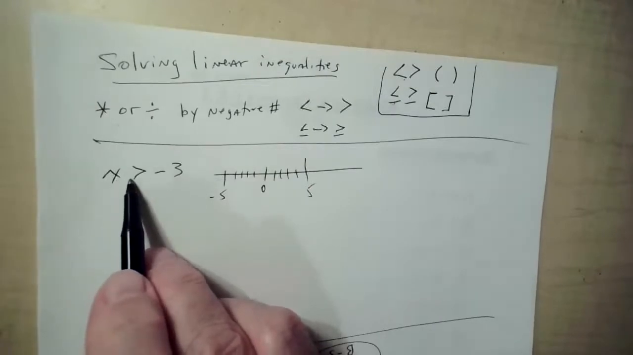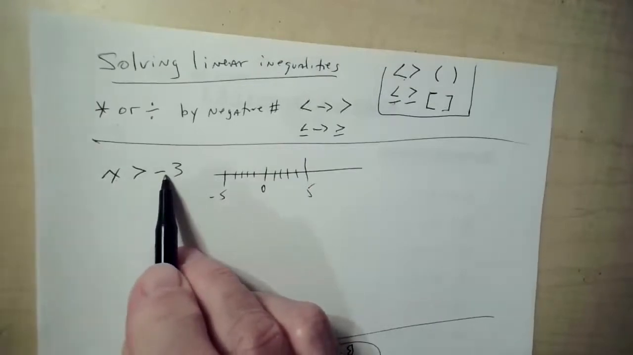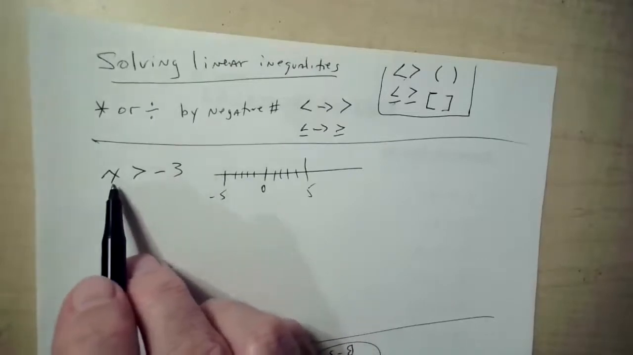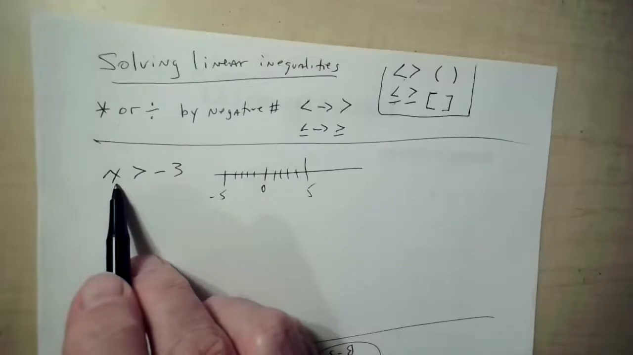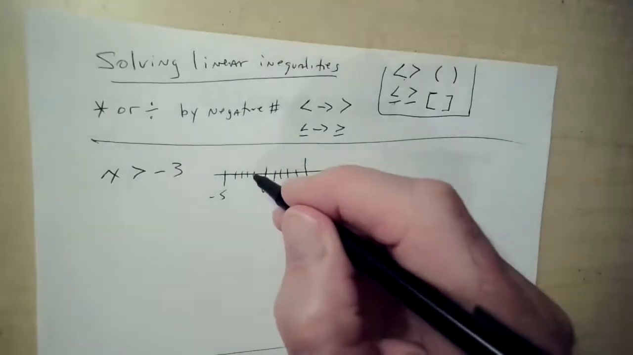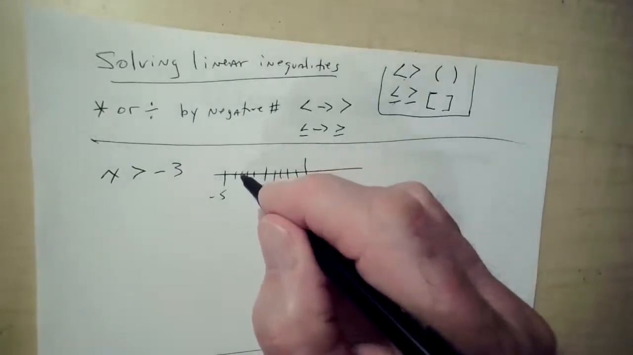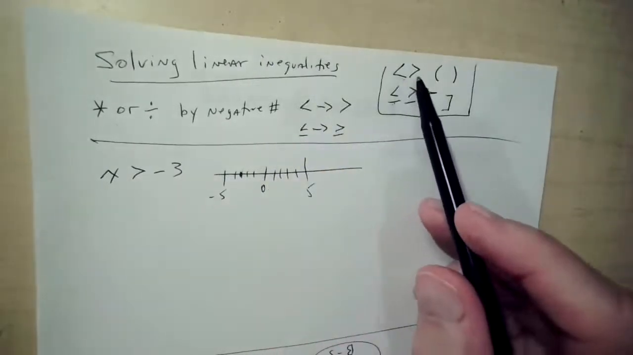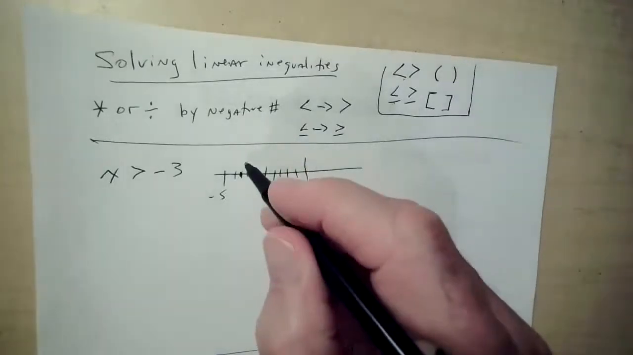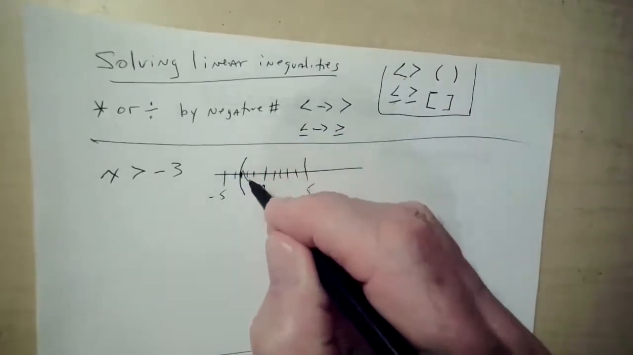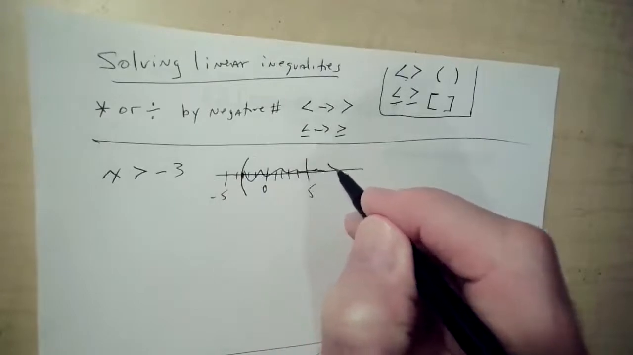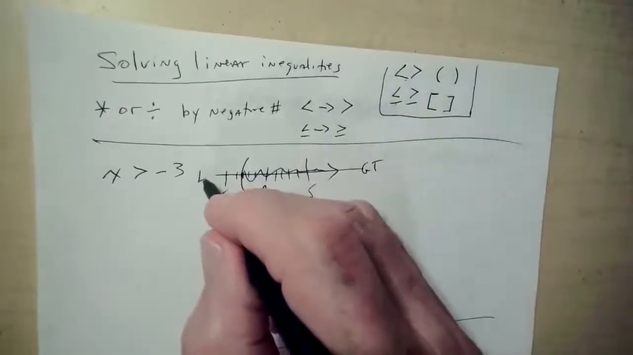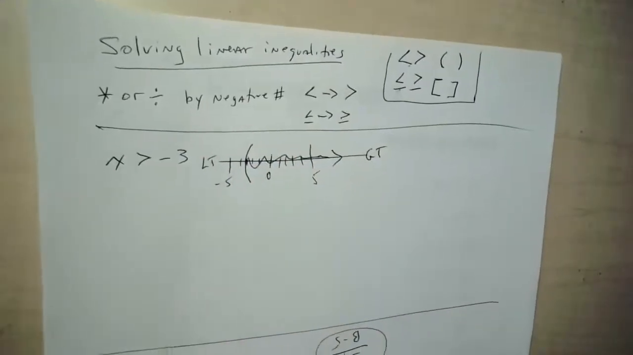You can say that x is greater than negative 3, or you can say that negative 3 is less than x. We want to say it really like this. X is greater than negative 3. Where's negative 3? Right here. Now, greater than, remember, we use parentheses. Greater than will be all these numbers out to there. To the right is greater than, to the left is less than.